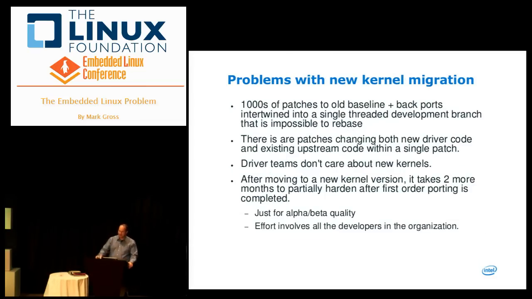Some of the problems with kernel migration that we've had is, we have 1,000 patches to an old baseline. We have backports intertwined with these thousands of patches, and it's all single-threaded branch development that's pretty much impossible with rebase. It's taking Git and making it CVS basically, and that's what you get with these integration trees and continuous integration. It's just a side effect of using continuous integration methodologies, really.